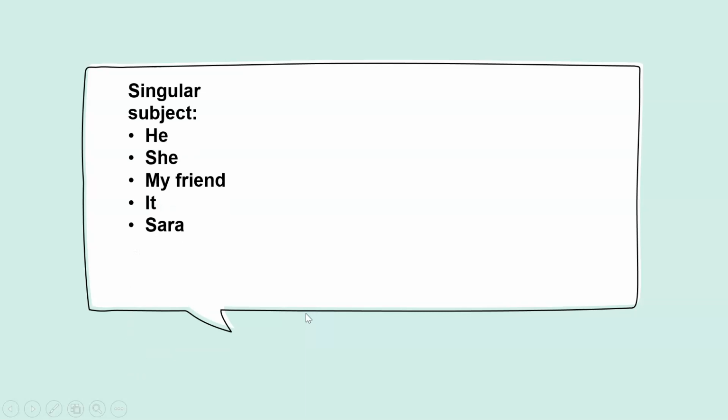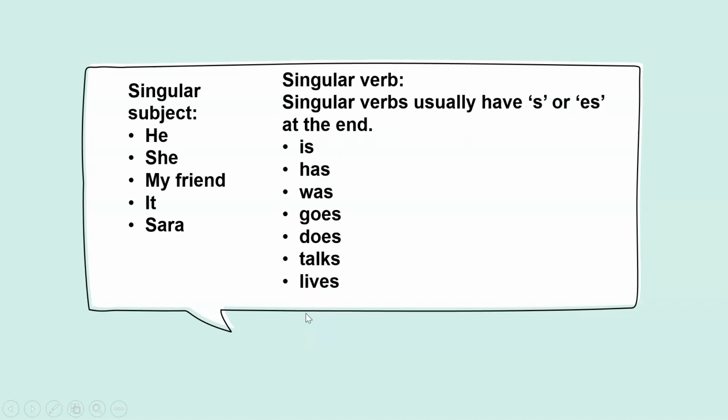Now, if we have a singular subject, that is he, she, or any singular, my friend, my teacher, my mom, my parent, it, Sarah, any name, then we have singular verbs, usually having s or es at the end. We have is, has, was, and if we are using the first form of the verb, then we use es or s with the verb. So singular subject, singular verb.